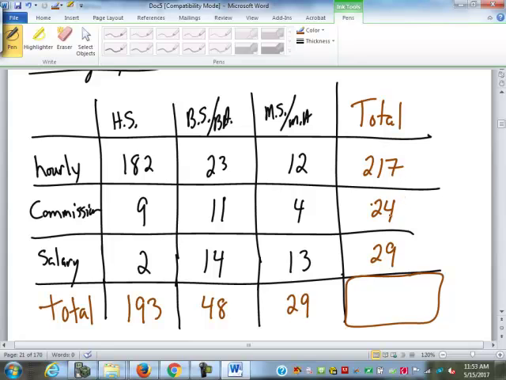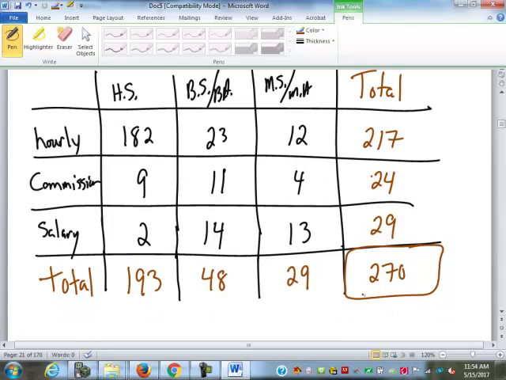Let's see, 29 and 24 is 53. 270, it looks like that way. Let's go the other way. 29 and 48 is 77, plus 193 is 270. So we're pretty sure that our totals are correct because we get the same grand total either way. So now looking at this table, there are a lot of probabilities we can ask.